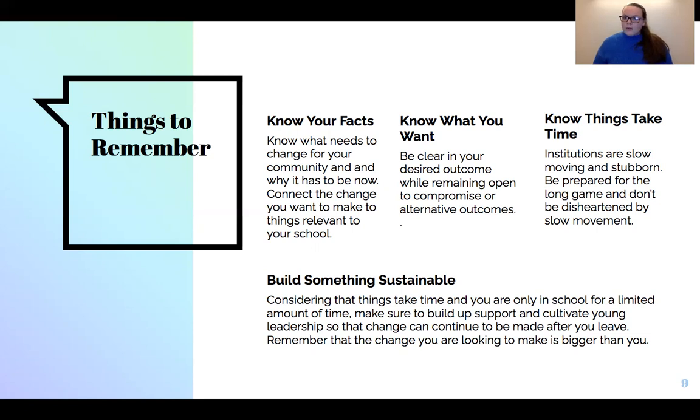The next thing is know what you want. So it's great to have an idea. It's great to have a bunch of people agree with you on that idea. But if you don't know what end goal you're trying to achieve, that can be a barrier to actually making that change. It's important to have an idea of what your end goal looks like. Be clear in what your desires are. Be clear in what you convey to other people as you're trying to get them on board with what you're doing.